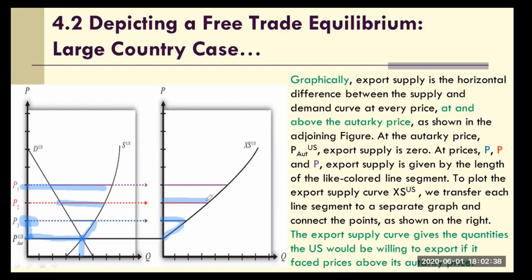As the price increases to P1, the US is encouraged to supply more and more to other countries' markets. So the export supply curve gives the quantities the US would be willing to export if it faced prices above its autarky price. These are the prices at which the US is encouraged to export.